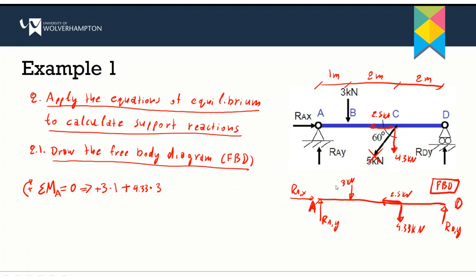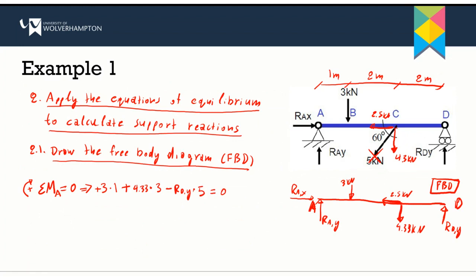Last but not least, I have RDY. Is it going to rotate it clockwise or counterclockwise? In other words, would the moment be positive or negative? It tends to rotate it counterclockwise, so it is a negative moment, minus RDY times the distance. Here is the whole distance between A and D, so it is 5 meters. And all of them have to sum up to zero because it has to be in equilibrium.